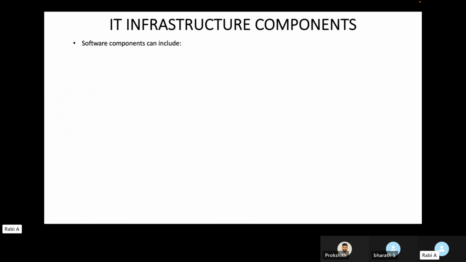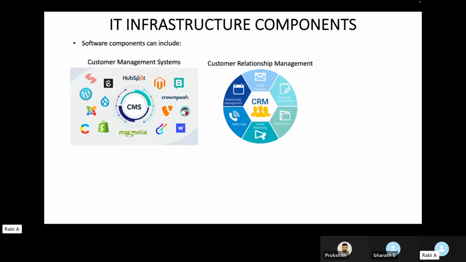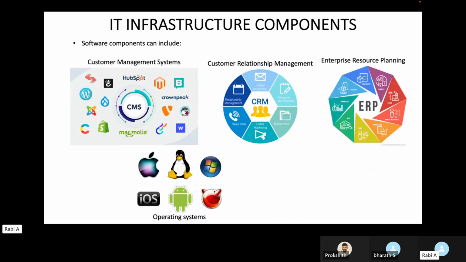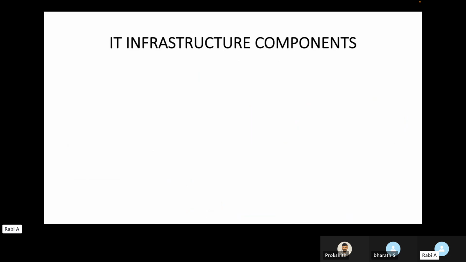So likewise, when we talk about the software, it includes any applications, all right? Like let's say your customer management systems or your customer relationship management application or your enterprise resource planning applications or any of the operating systems or any of the web servers where we are running the applications. All of these can be considered as your software. To make it simpler, your WhatsApp, your Facebook, your Instagram, your YouTube, all these are applications, right? So we can call that as your software components.